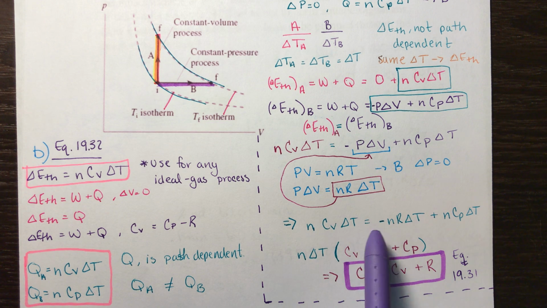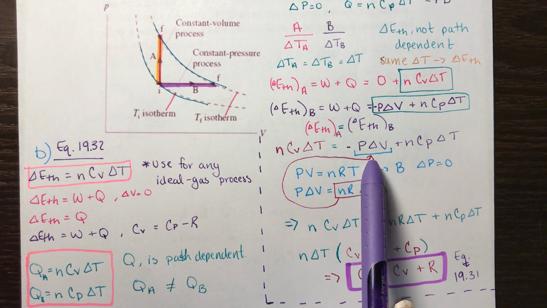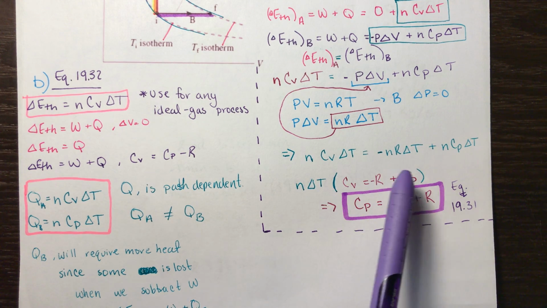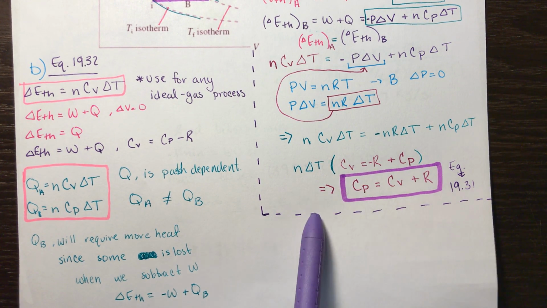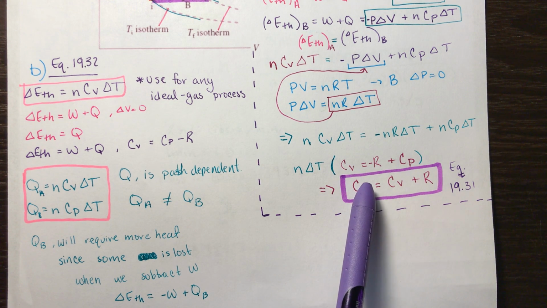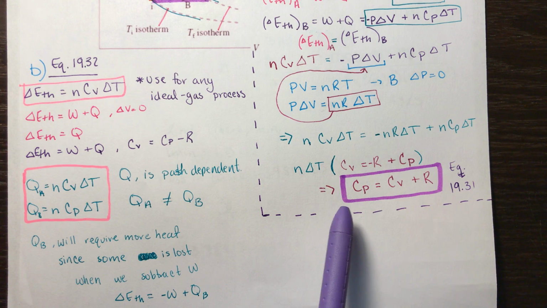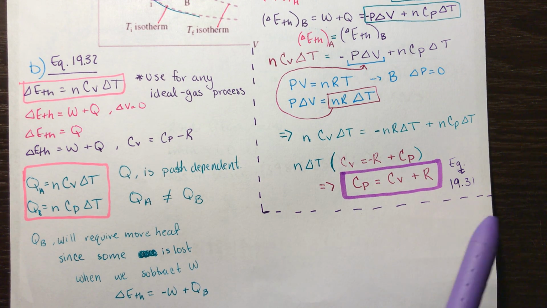So next what we do is that we substitute this NR delta T for the P delta V in the original expression. We plug that in and we factor out the N delta T so that we have CV equal to negative R plus CP, and just to rearrange this we get the equation 19.31 in the book, which is CP equal to CV plus R.